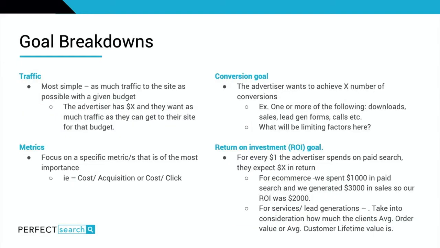Oftentimes, it comes down to these four things: traffic, metrics, oftentimes a conversion goal, or return on investment. So for traffic, this one tends to be the most simple. Basically, the goal is to just drive traffic to the website with the given budget.